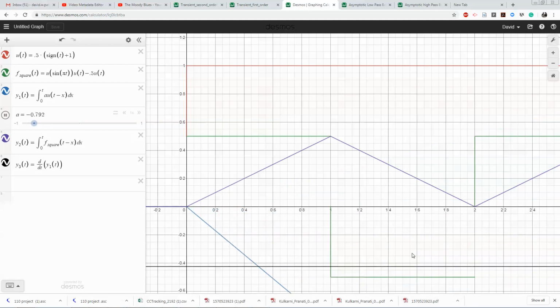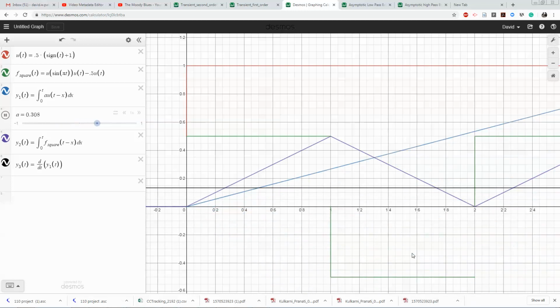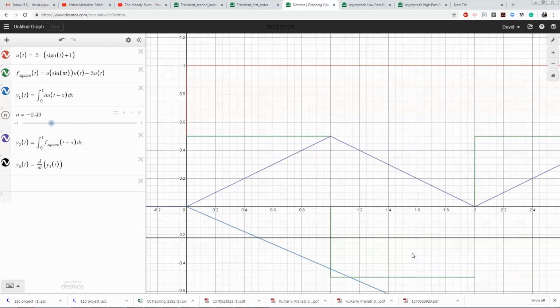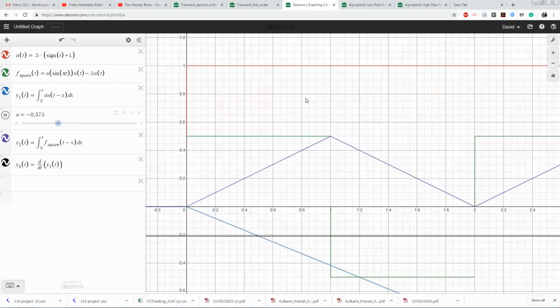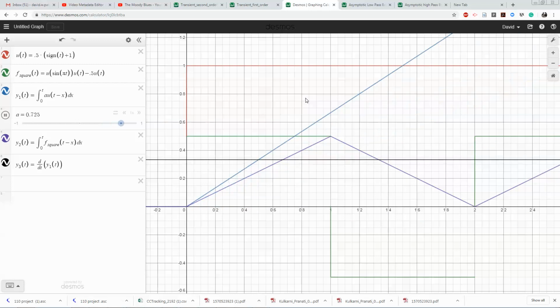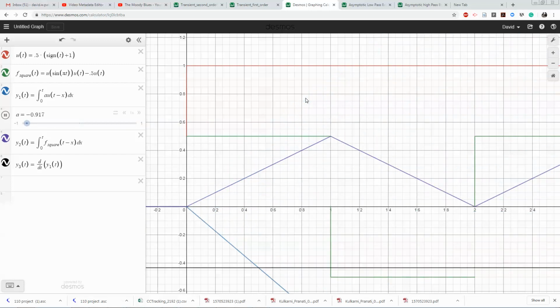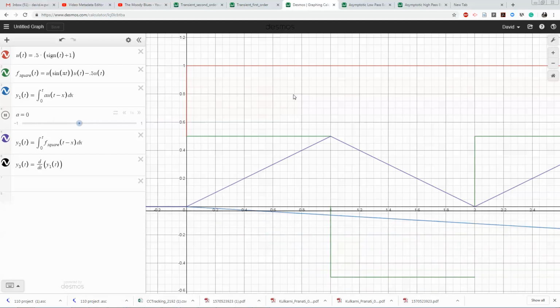Let's talk about some first order system identification from a step response. So here we are going to do system identification of integrators and differentiators. We'll do the integrators first.